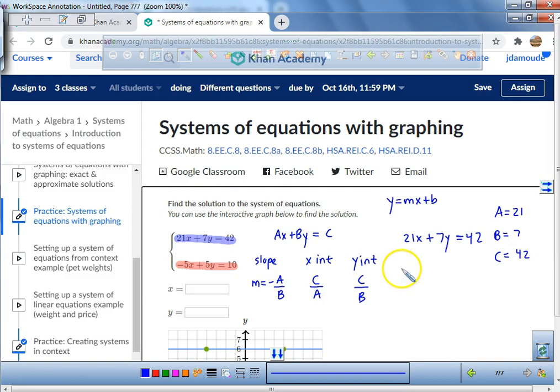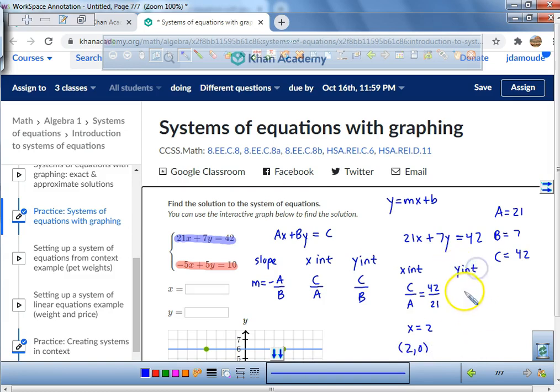So I'm going to find the x-intercept by simply taking the c value and dividing it by the a value. Our c value is 42, our a value is 21. 42 divided by 21, our x-intercept is at a 2. So what would that ordered pair be? 2, 0.